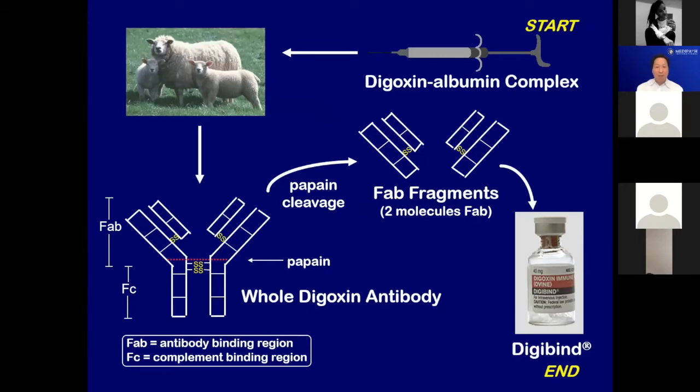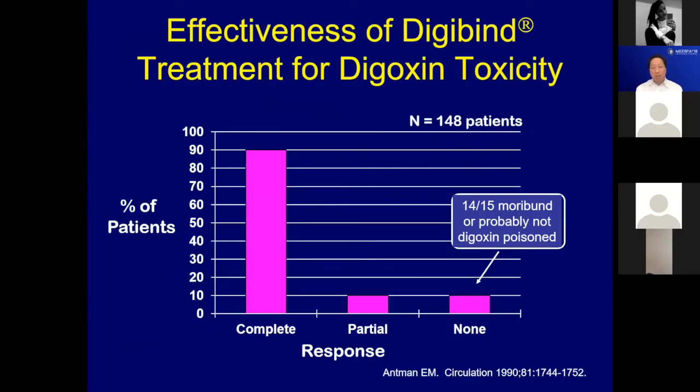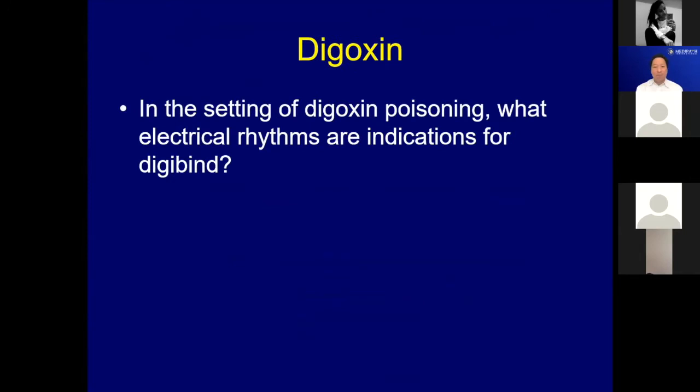Next slide. So how good is it? If you get the person in time, it's over 90% effective. This is a study with 150 patients in 1990, when they were first investigating Digibind for treatment of digoxin poisoning. Next slide. So in the setting of digoxin poisoning, what electrical rhythms are indications for Digibind?